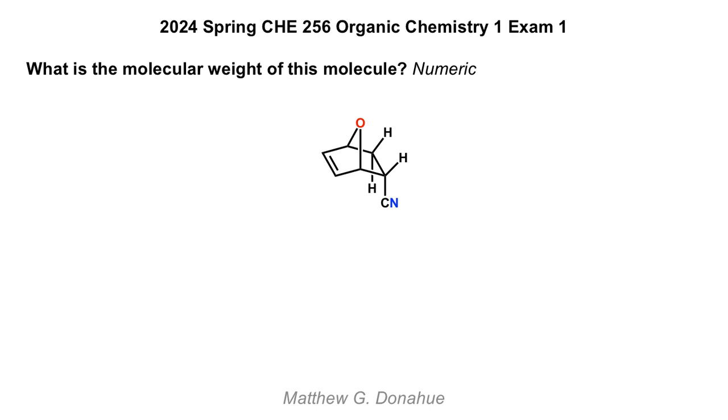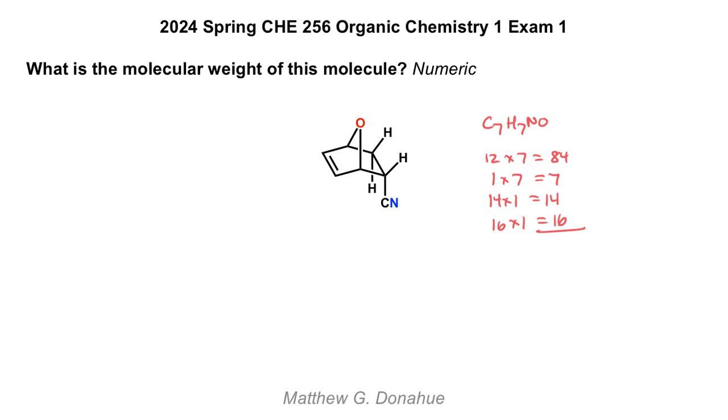What is the molecular weight of this molecule? So you have C7H7NO. So you have 12 times 7. That gets you 84. 1 times 7 gets you 7. 14 times 1. And then 16 times 1 is 16.